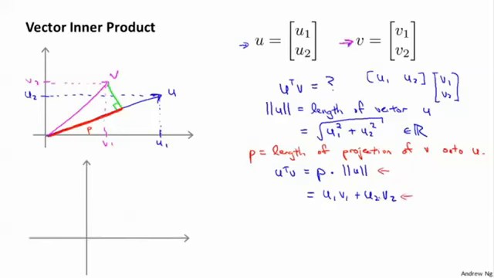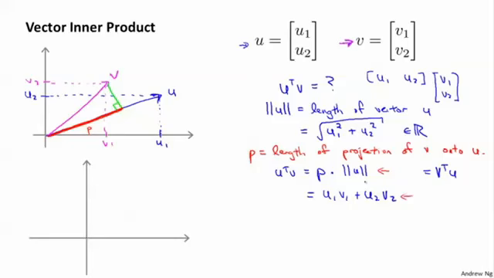And by the way, u transpose v is also equal to v transpose u. So if you were to do the same process in reverse, instead of projecting v onto u, you could project u onto v, then do the same process but with the roles of u and v reversed, and you should actually get the same number, whatever that number is.